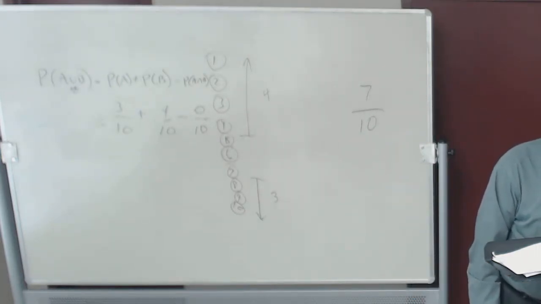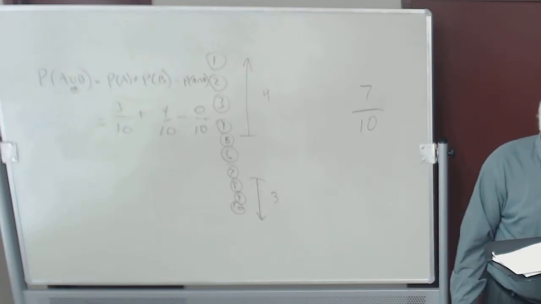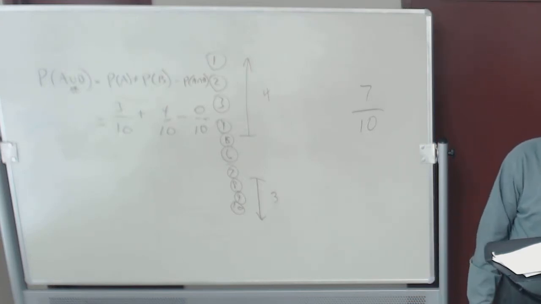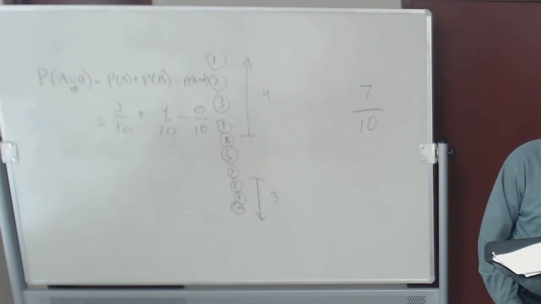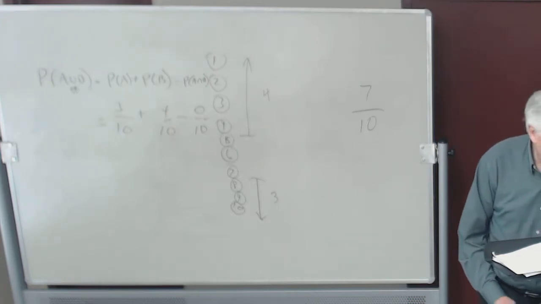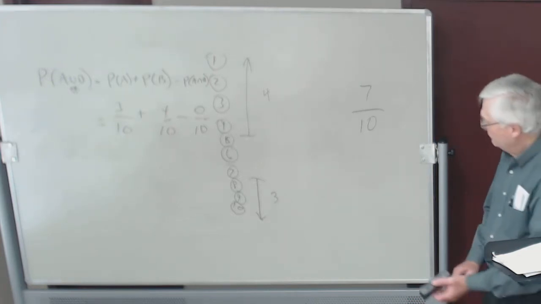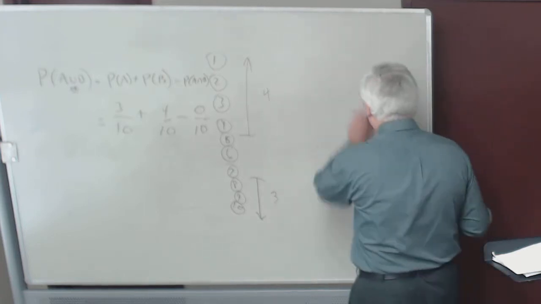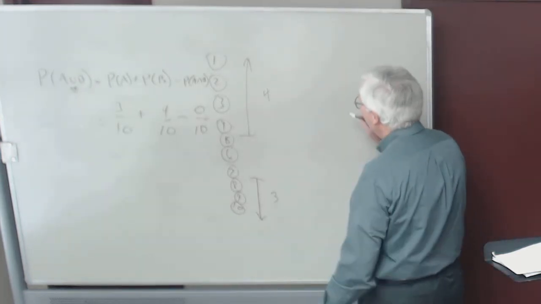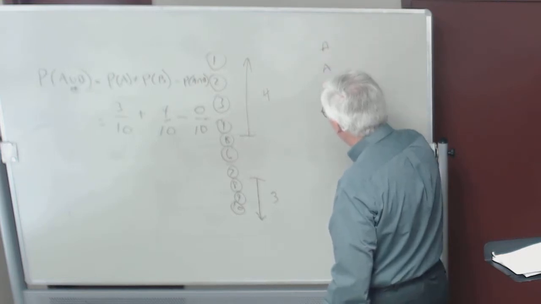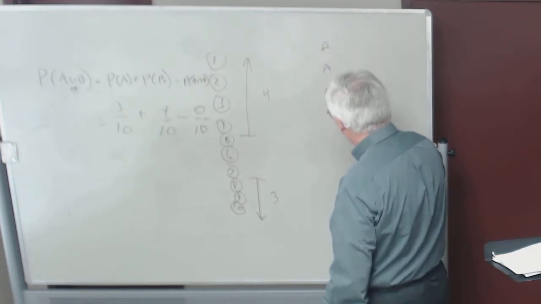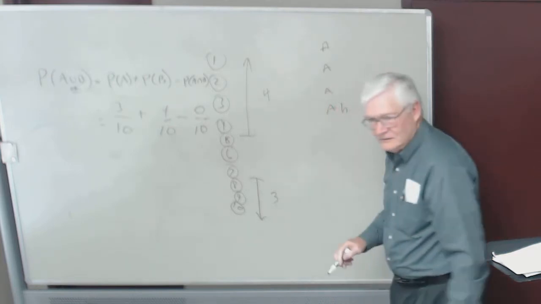Number 10, in problems 9 through 13, a single card is drawn from a deck of 52 cards. Find the probability that the card chosen is the ace of hearts or an ace. So what do I have here with these cards now? I have 4 aces. And one of them is the ace of hearts, right?